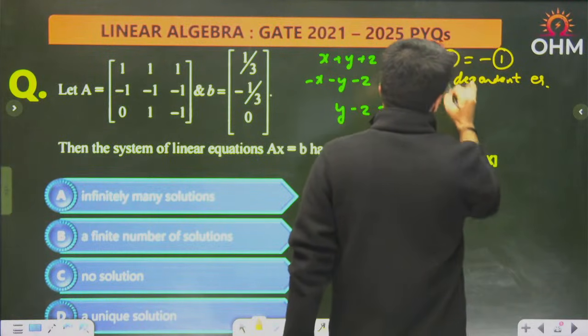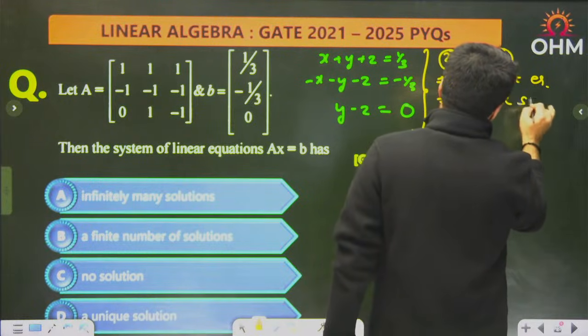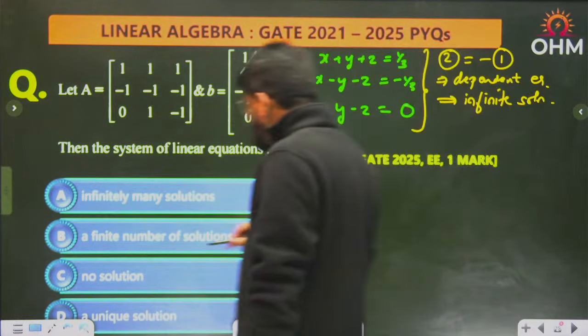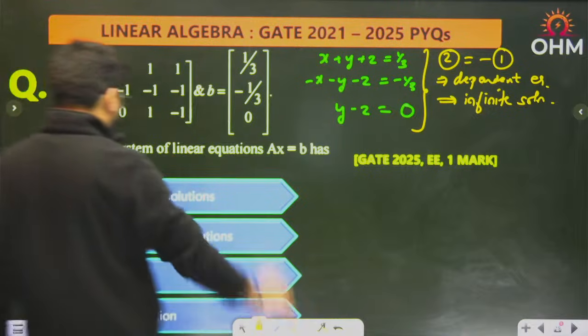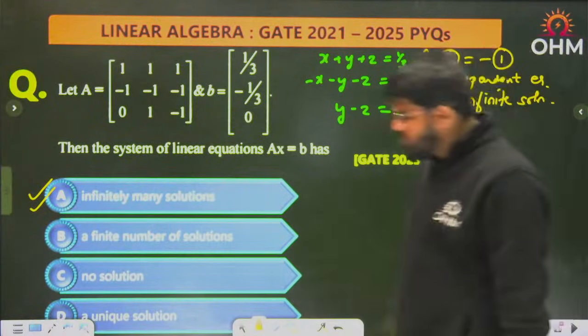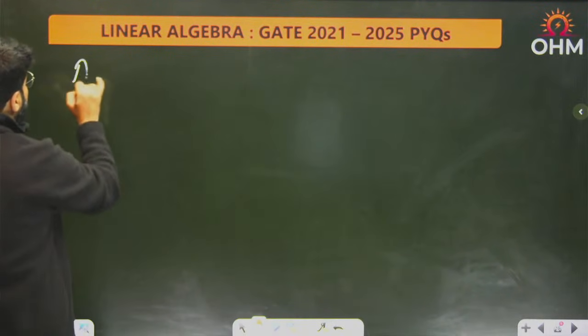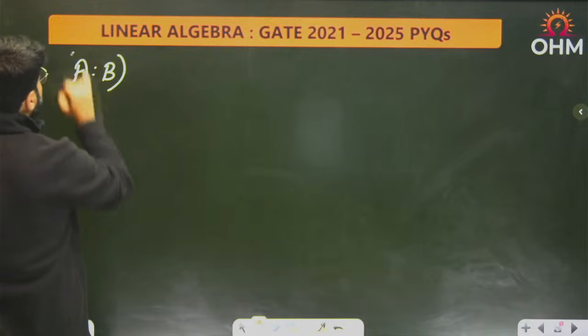You have dependent equations, so the system of equations will have infinite solutions. As far as the exam is concerned, you should solve by this method. Option number A. But just for concept clarity, let me take the A is to B and show you the full calculation.